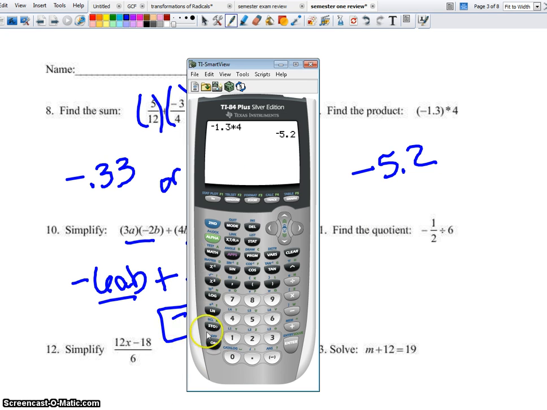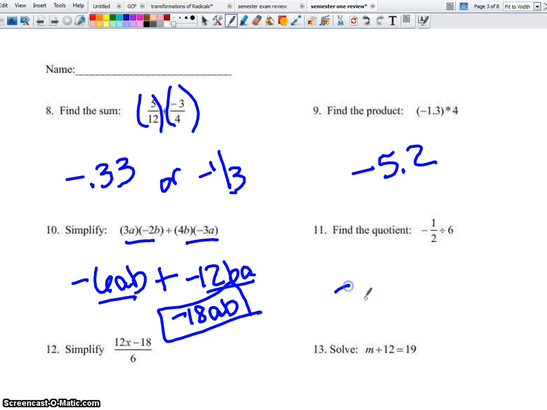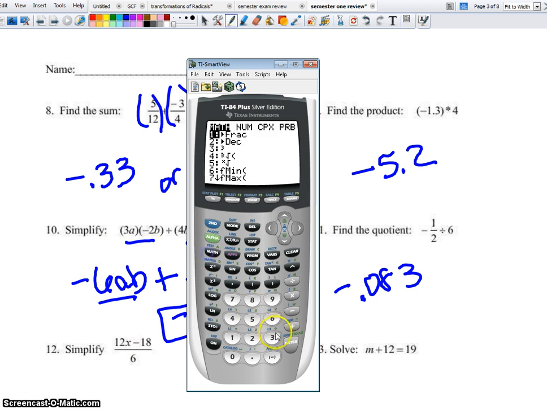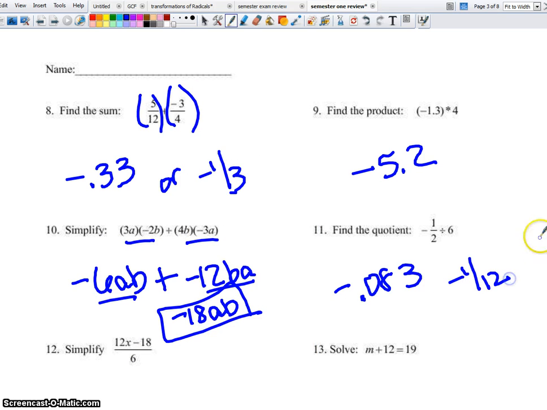Number 11, you're just going to punch in your calculator. Negative 1/2 is the same thing as negative 0.5 divided by 6, and you get negative 0.083. Or, if you want it to be a fraction, you would do math, enter, enter, and it's negative 1/12.